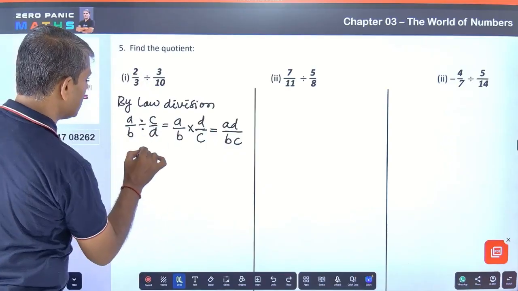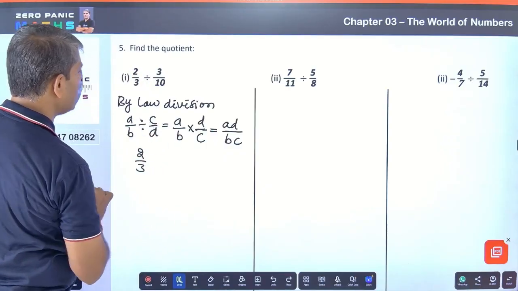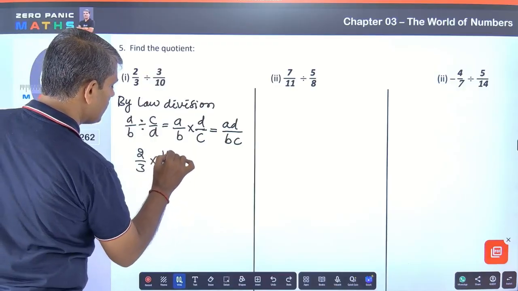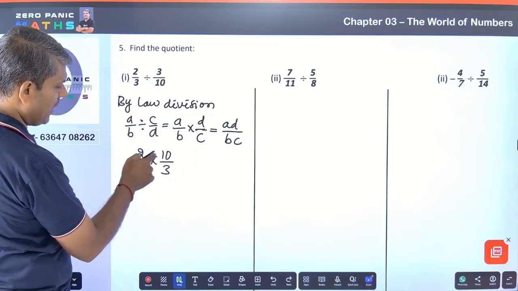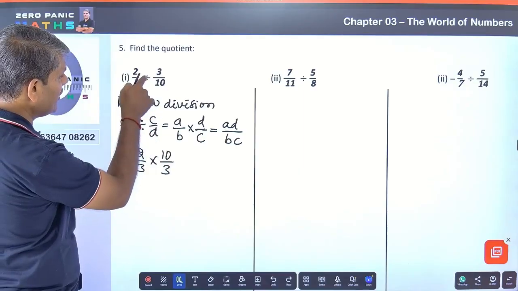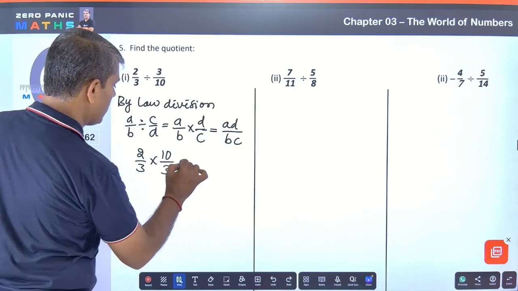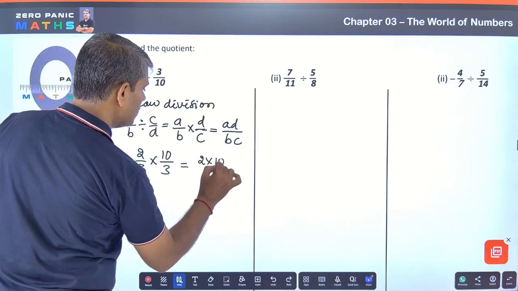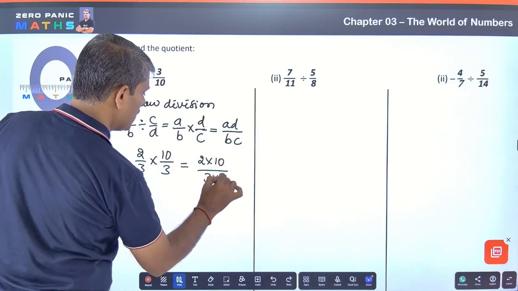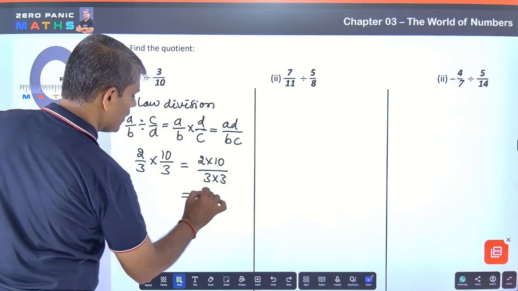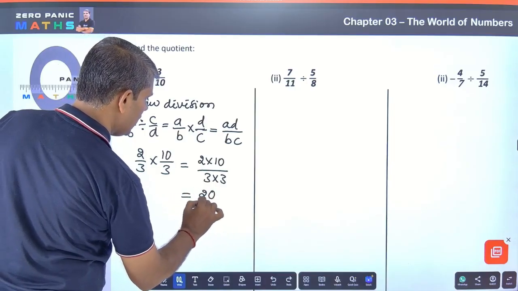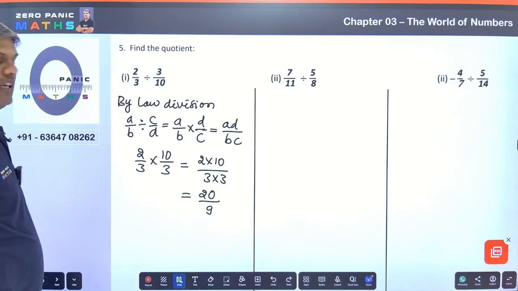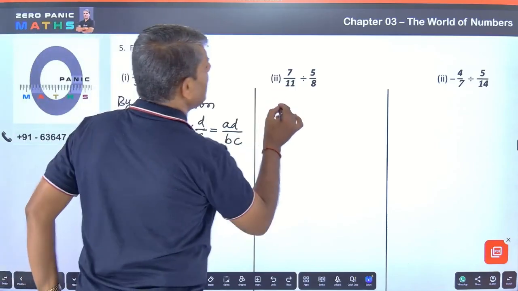So applying that here is 2 by 3. I will directly convert this to 10 by 3 because I am actually multiplying. I have converted this division operation to multiplication operation, and that will give me 2 into 10 divided by 3 into 3. That is 2 into 10, it is 20, and this is 9. Okay, 20 by 9 is the answer. Let us see the second problem.